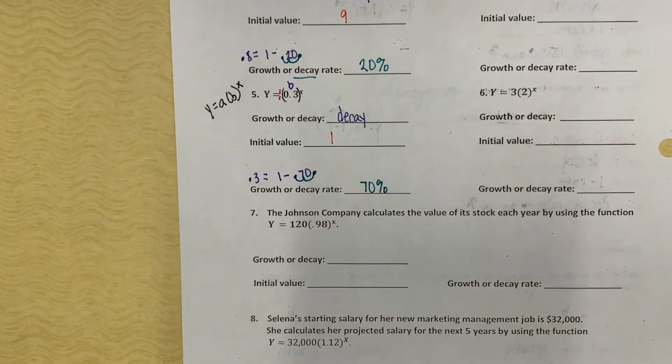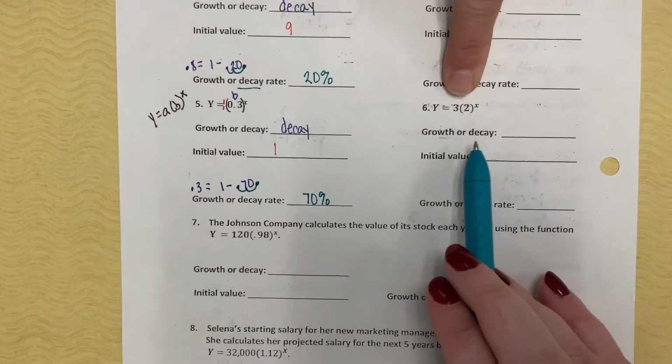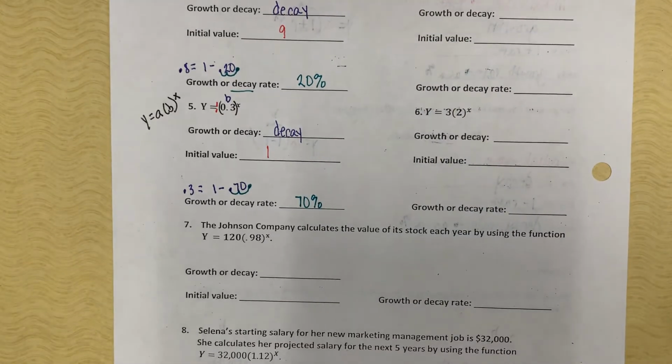I think we should do number 6. Let's do a word problem to see how it's actually applied. I think we should do this one, because students sometimes get this one confused.